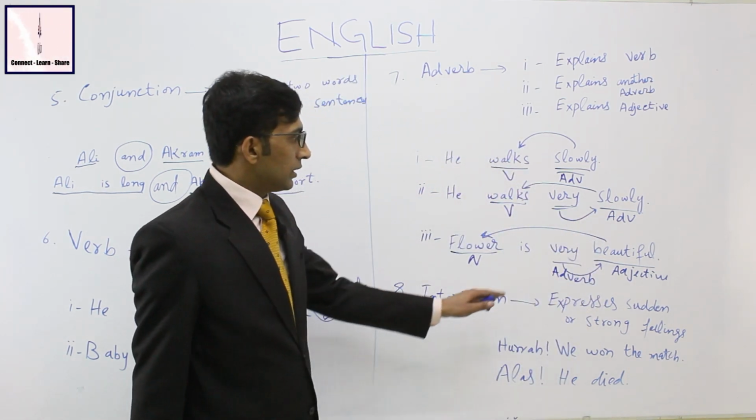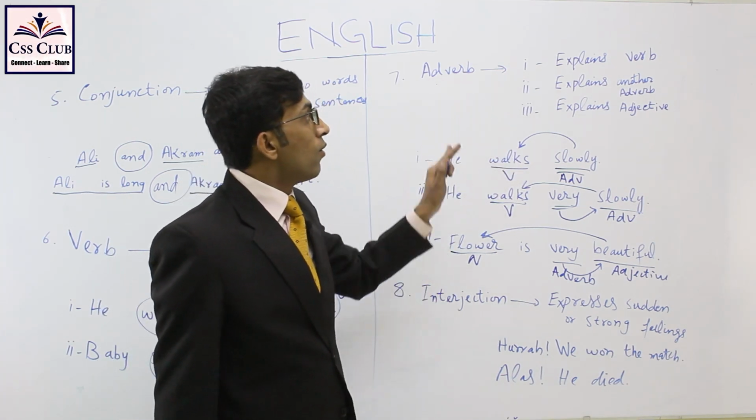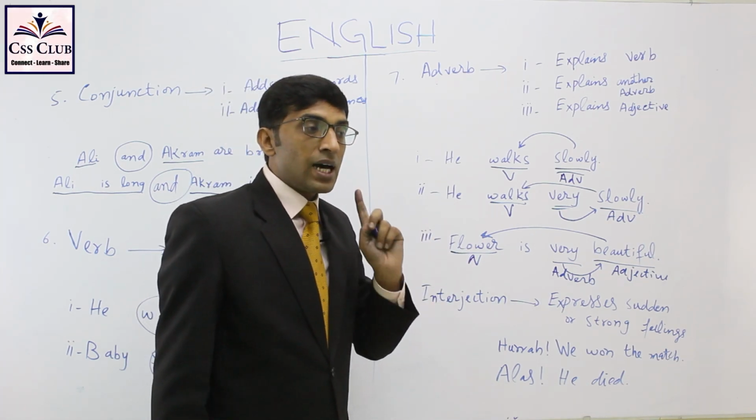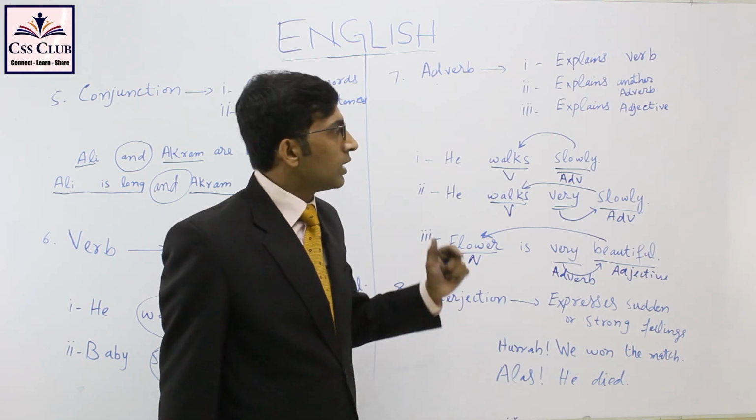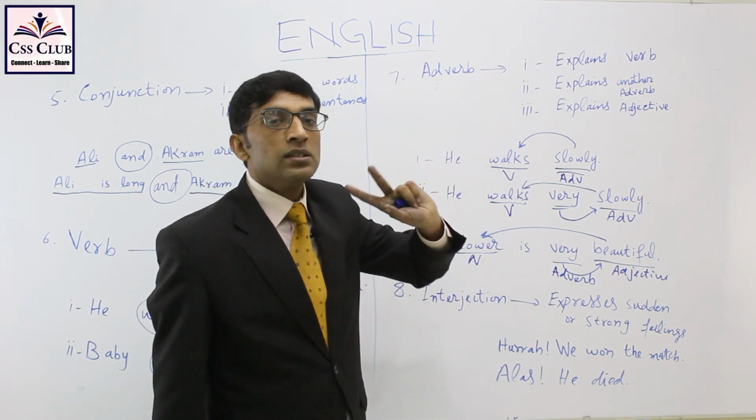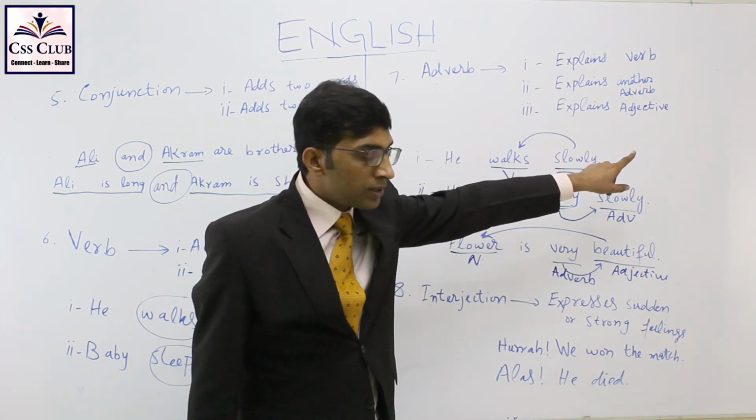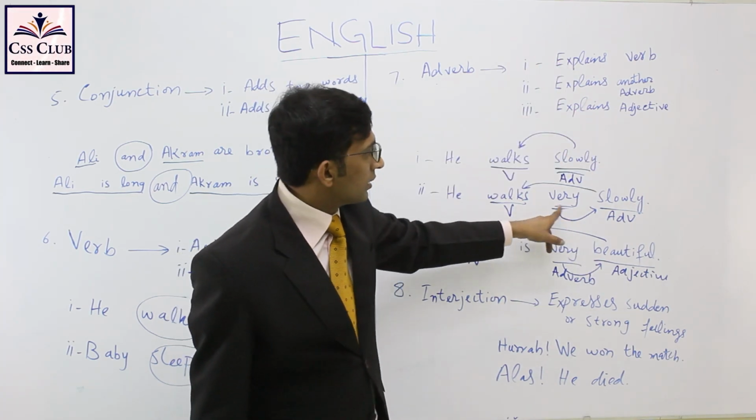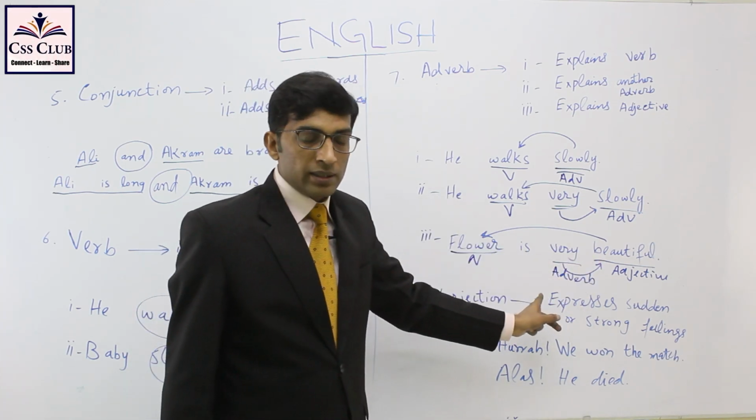Okay, so these are the three functions of an adverb, and please don't mix it with an adjective. The function of an adjective is a single one. An adjective explains a noun, but an adverb has three functions to perform. It explains a verb, it explains another adverb, just like this. It explains an adjective, just like here it did.